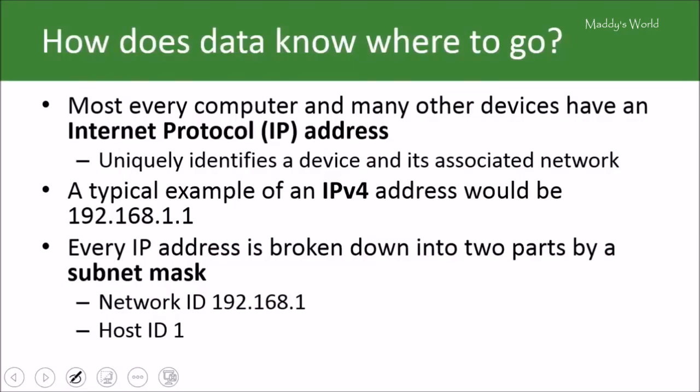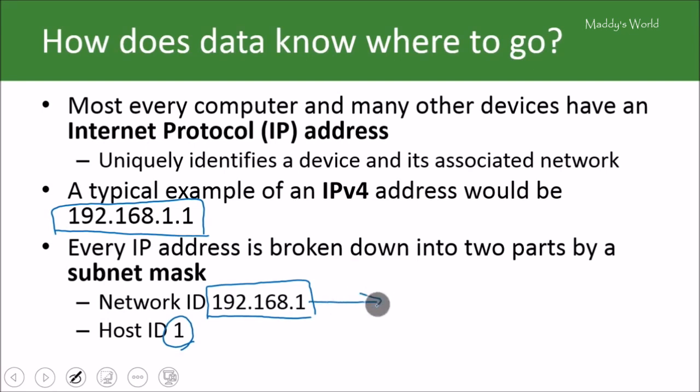All right, so how does data know where to go? Well, we mentioned IP addresses, right? Those are logical addresses that uniquely identify a device and its network. So an example here would be 192.168.1.1. Every IP address is broken down into two different parts by something called a subnet mask, which we'll detail here in a little bit. And so we have a network ID portion, which is 192.168.1, and then the host ID, which is 1.